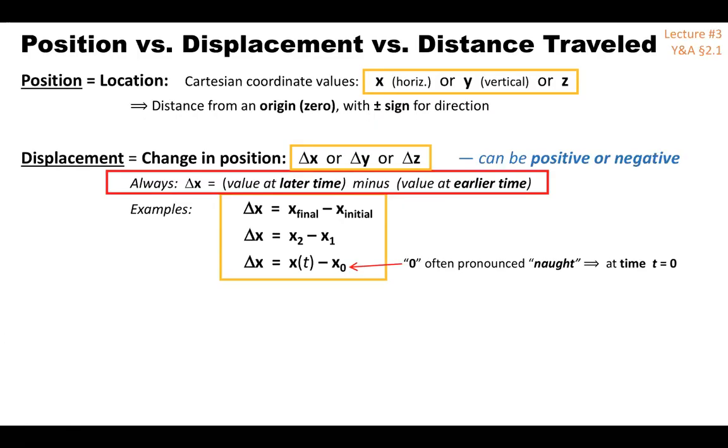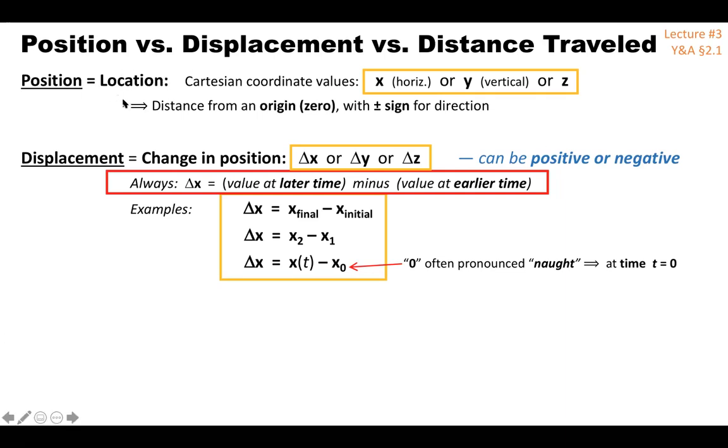All right, so let's start our new topic. And the topic is that let's start with position and position-related quantities. In this case, displacement and distance traveled. So, first of all, what is position? What do we mean by position when we say that? Well, we mean the location of something in space.